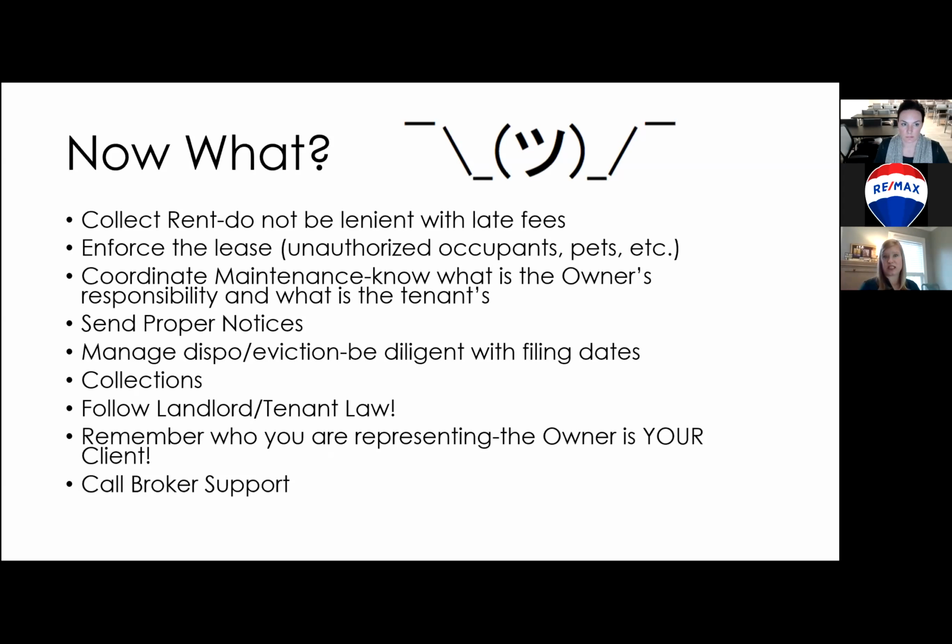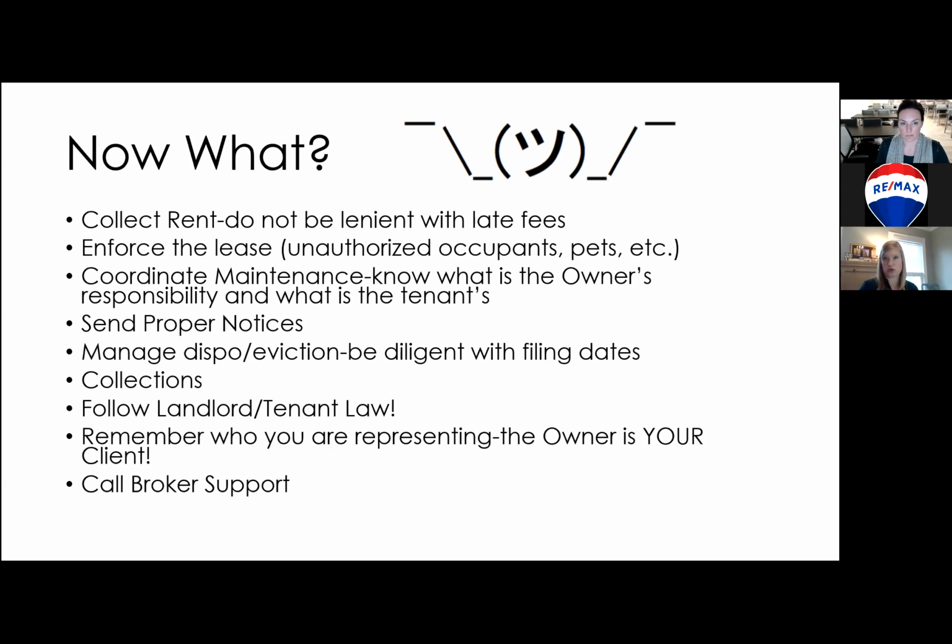Same with enforcing the lease. If there's unauthorized occupants, unauthorized pets, smoking, anything that's against that lease, they signed off at the very beginning acknowledging that they understood what was required of them, and they can't go back on it now. Coordinate maintenance. So one of the biggest causes of vacancies is maintenance. And it's very, very important to stay on top of those maintenance requests, make sure that the tenants' needs are being addressed.